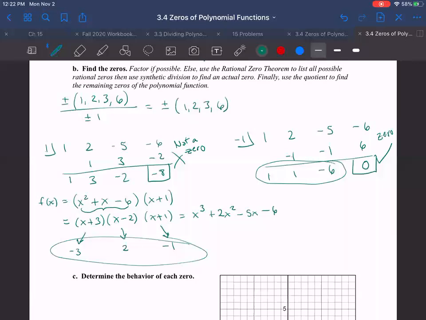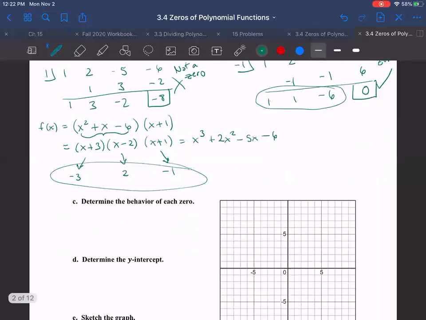All right, then the next step says determine the behavior of each zero. So our zeros again were -3, 2, and -1. Then we need to determine what is the multiplicity of each of these zeros, because if we have an odd multiplicity, then it's going to cross the x-axis at that point. If we have an even multiplicity, it's going to touch it and turn and not cross it. So the multiplicity for each one of these is 1, because every one of those has an exponent of 1 up there.